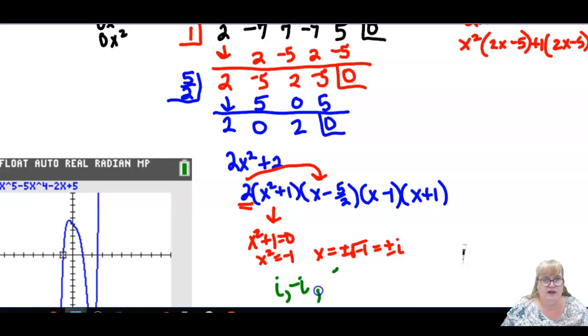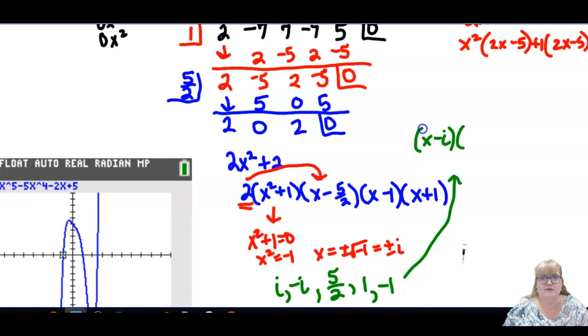Over here we had 5/2 or 2.5 because it's exact. You can write it as a decimal. I'm going to leave it as an improper fraction. Over here we had 1 and negative 1. So those are the zeros. Now we're supposed to write the linear factors. I'm going to squeeze them in up here. We would have x minus i, x minus negative i, or plus i, x minus 5/2. Now, you can write it that way, but you're going to have to put the 2 out front if you do that. And then x minus 1 and x plus 1.